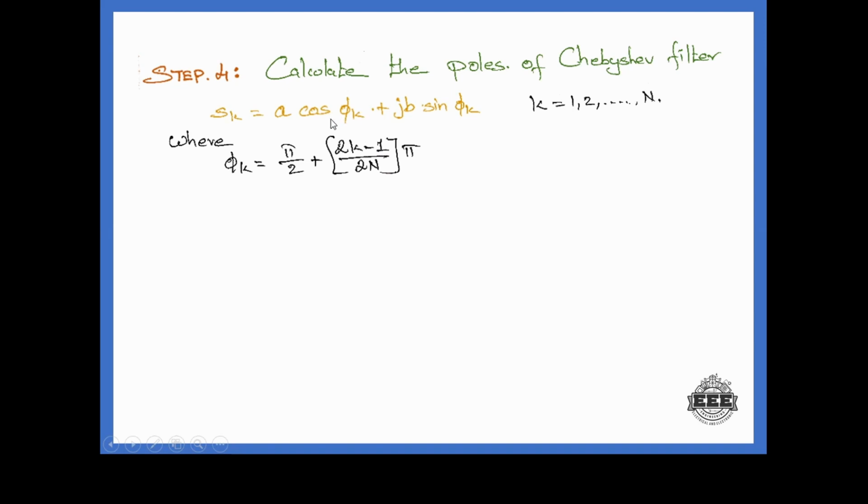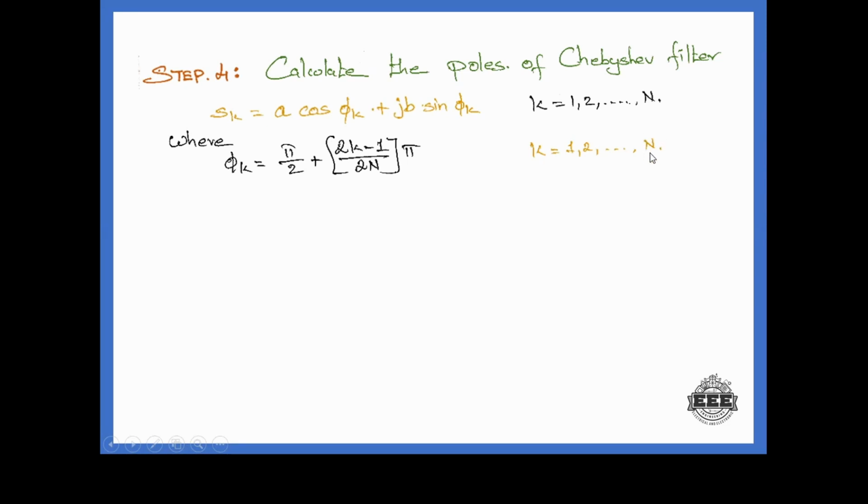That is an angle of our value. Pi k, which is going to be shown here, is pi by 2 plus 2 into k minus 1 divided by 2 into capital N into pi. So this is the formula to determine the angle of the poles. By using this, here also the k is going to vary from 1 up to n values, 1, 2, 3, 4, 5, up to n.